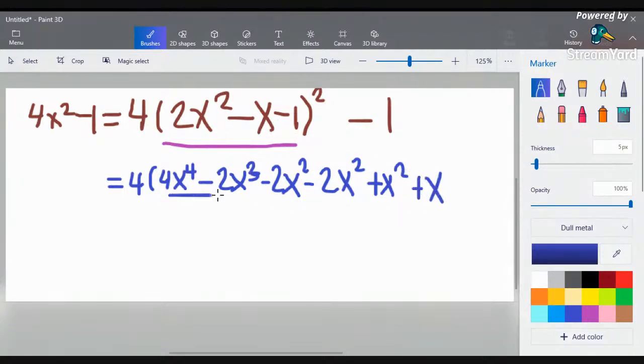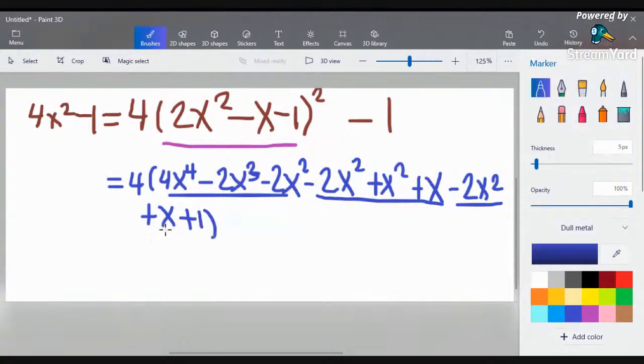And for the negative 1 naman. Negative 1 times 2x squared, we have negative 2x squared. Negative 1 times negative x equals positive x. And negative 1 times negative 1 is positive 1. Okay, so that is for 4 times all of this and copy minus 1.